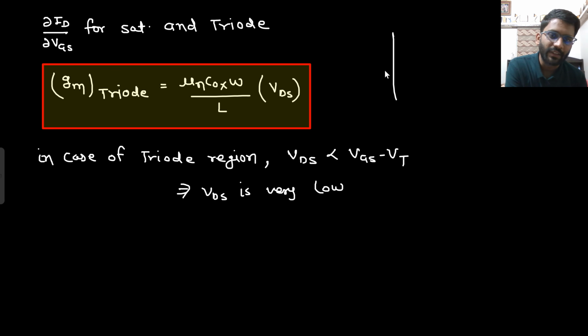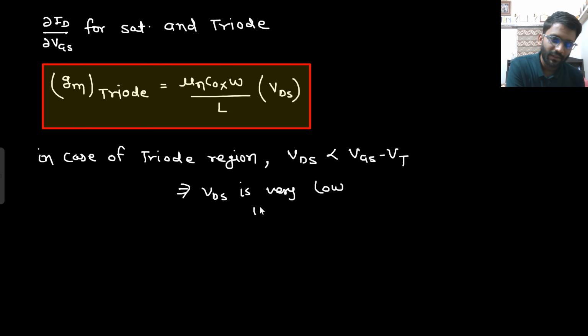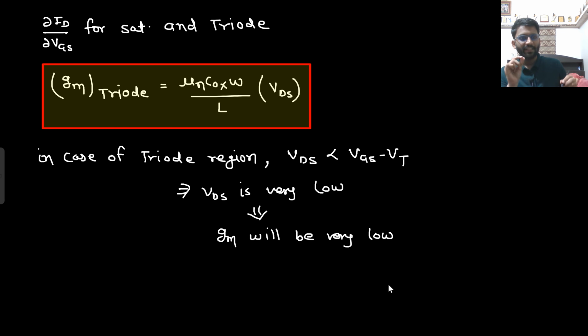Also you can see by the curve as well that this is our triode region. This was ID versus VDS. So in triode region, VDS was very low. Here was your VDS. So if VDS is very low, that shows that GM will be very low. So GM of triode region is lesser than the GM of saturation region.